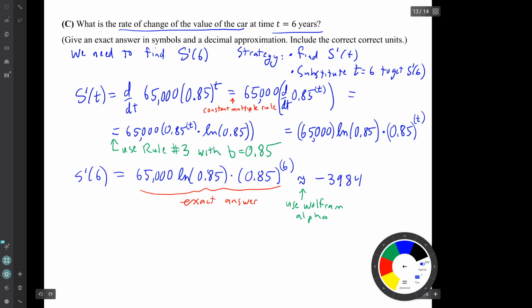Now we're supposed to use correct units. So the units are going to be whatever the units are of the value divided by whatever the units are for the time. Now that might seem strange that S prime parentheses 6 is negative. But remember, this is a function that describes the value of a car. And the value is decreasing, so it makes sense that S prime is going to be negative.